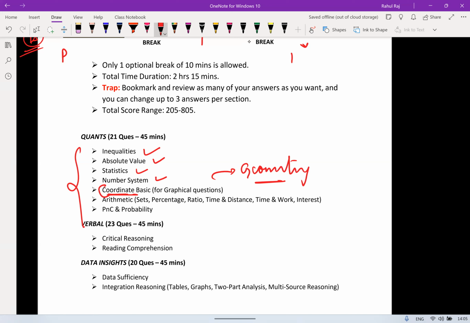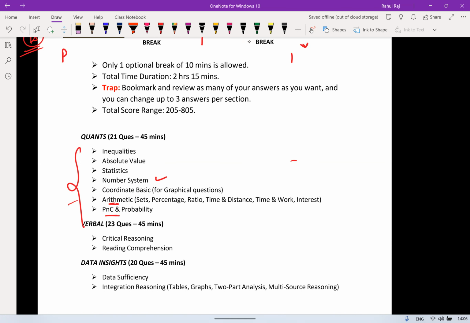There are a lot of doubts regarding coordinate geometry: has the coordinate geometry section been removed or not? GMAT has very clearly said that geometry as a section has been removed. But I don't want to take any risk at all. So we'll have one class of coordinate geometry also, and then you have arithmetic and PNC. So this is the entire section of quant.